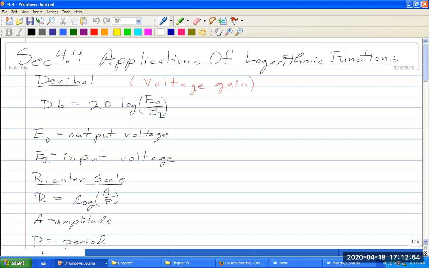The Richter scale, named after Burton Richter, is R equal to log A over P, where A is the amplitude and P is the period.